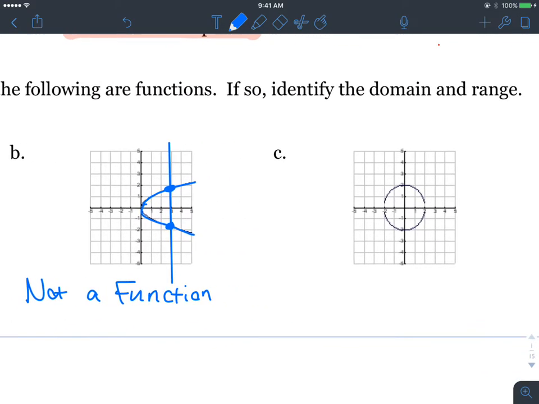Okay. Next one here, I guess you got a circle. So draw your vertical line. If it crosses at 2 or more points, this is not a function. Again.